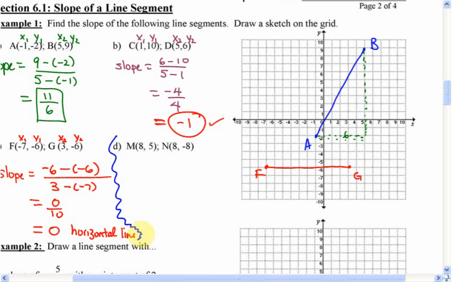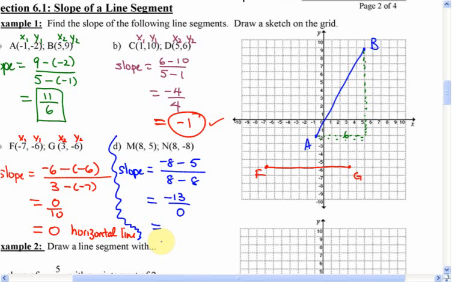Now you try part D, and let's do this one together because this one's kind of weird too. Slope equals y sub 2 minus y sub 1 all over x sub 2 minus x sub 1. You will be singing that tonight in the bathtub. -8 minus 5. That's -13. What's 8 minus 8? 0.